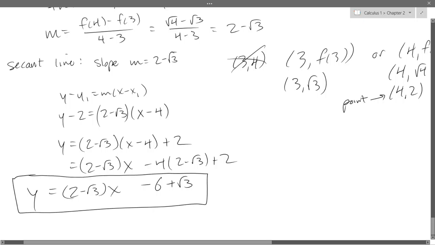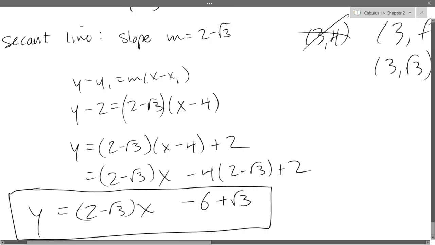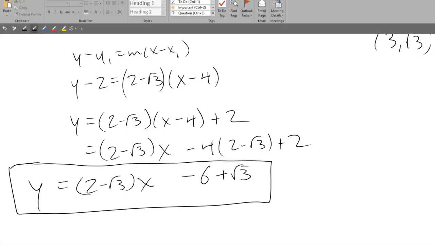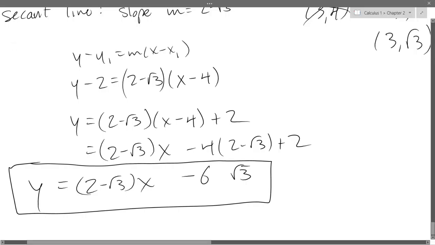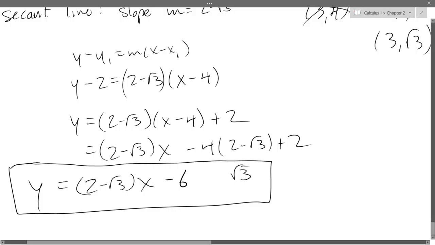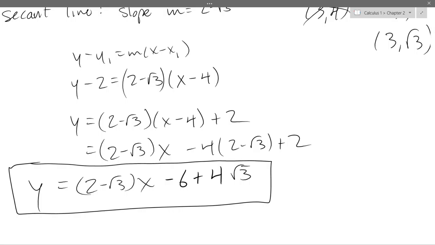So there's our y equals mx plus b form, if you're into mx plus b form. Nope. Sure didn't. So there should be another 4. That should do it. There we go. All right, so your slope won't always be a pretty number.